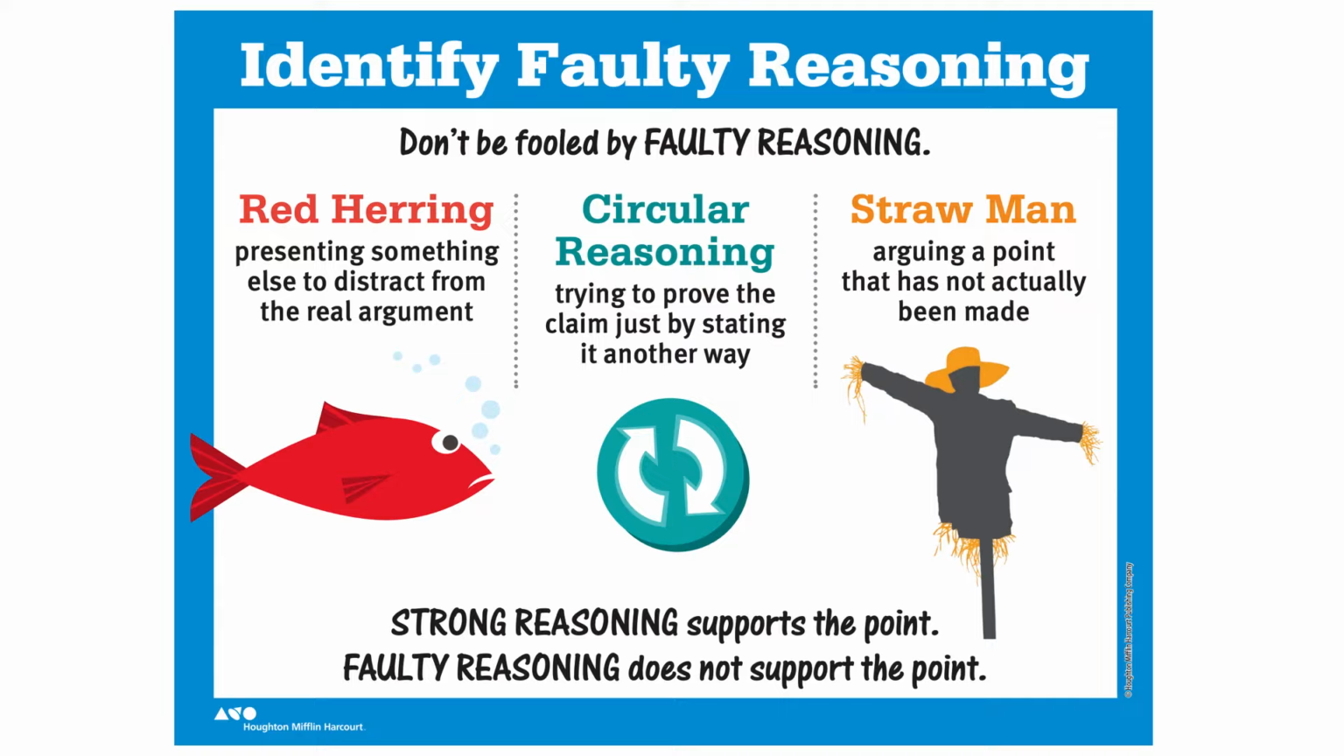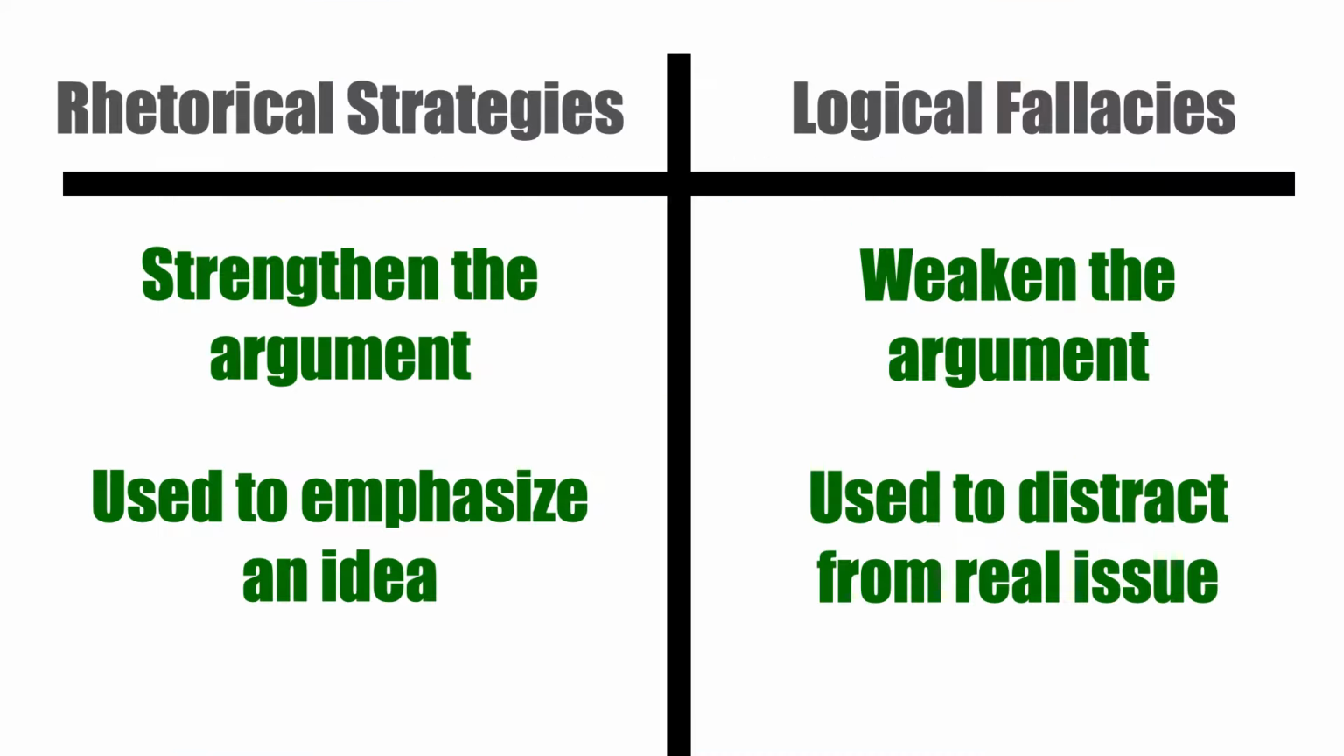Faulty reasoning can appear anywhere in the argument, from the introduction to the conclusion, or even mixed in with different types of evidence and emotional appeals. Remember, rhetorical strategies strengthen an argument and are often used to emphasize a main idea. Logical fallacies or faulty reasoning will weaken the argument and often will be used to distract from the real issue.